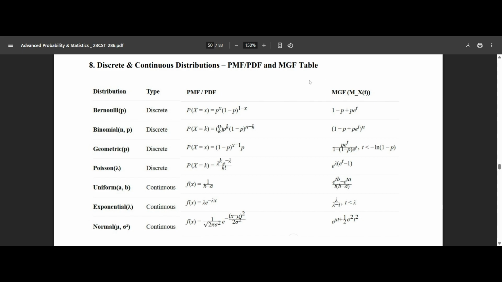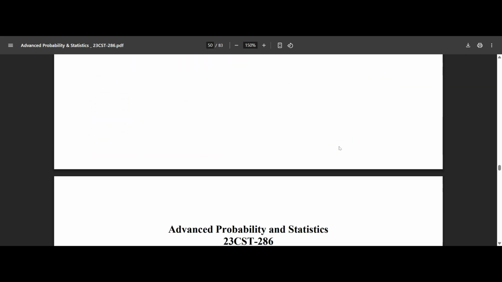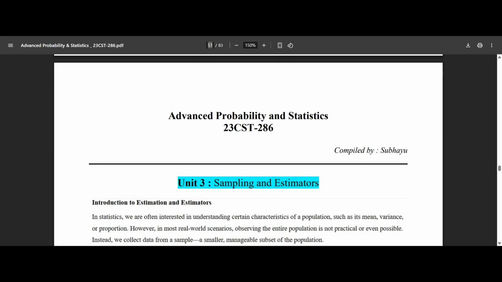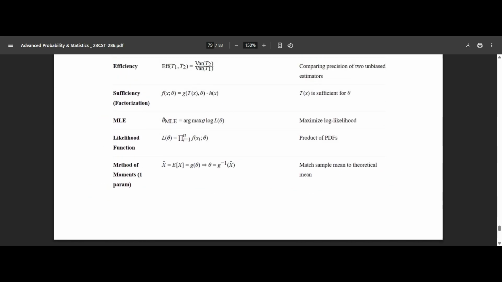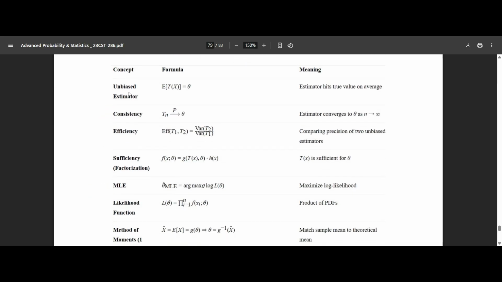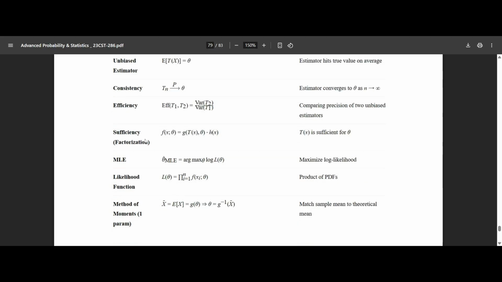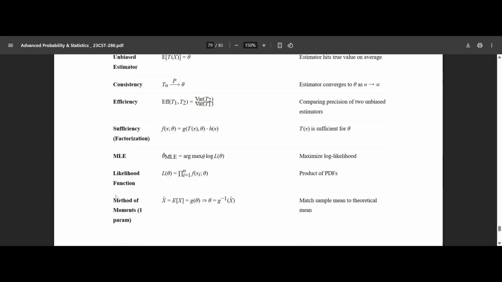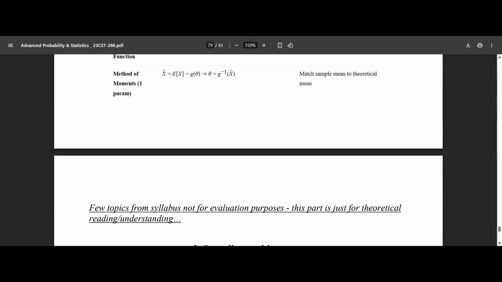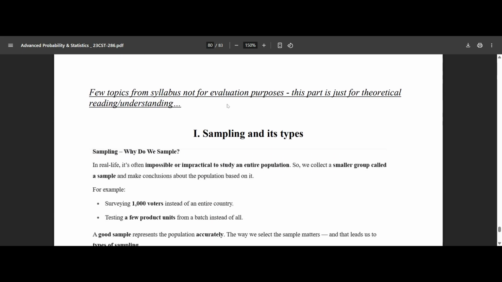So this entire table I have provided here for your enhanced revision. So in case in exam you're not also able to solve, at least you can write the final answer. Okay. Then today we studied about unit 3. So today we studied about unbiased estimators, consistency, efficiency, sufficiency, MLE, likelihood function, and method of moments. Okay. Now few topics from syllabus, not for evaluation purposes, but just for theoretical understanding.